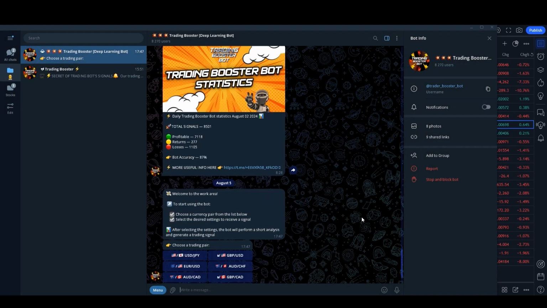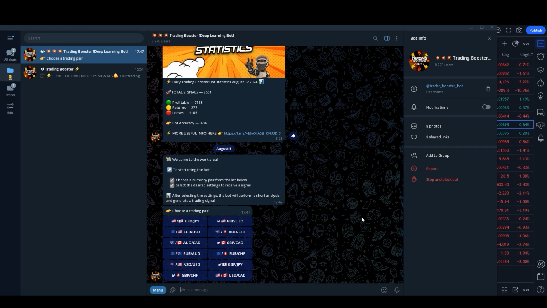Next, pass the quick registration stage. The bot will give you all the quick instructions on how to activate, how to deposit, and how to get the first signal from it.